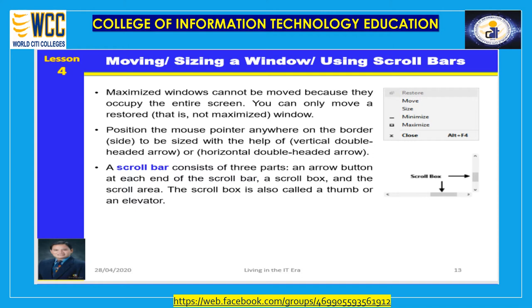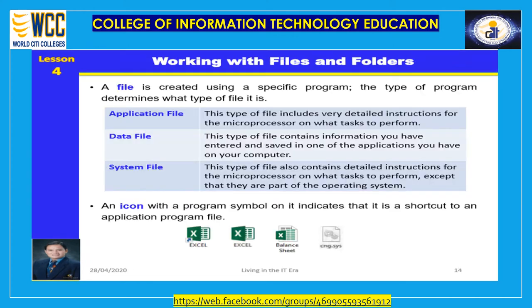Okay, the scroll bar consists of three parts: an arrow button at each end of the scroll bar, a scroll box, and a scroll area. The scroll box is also called a thumb or an elevator.